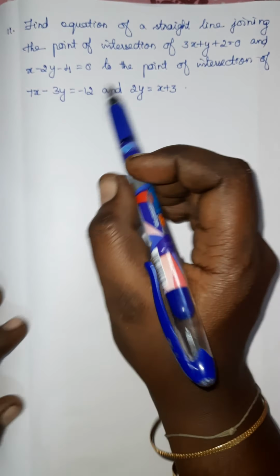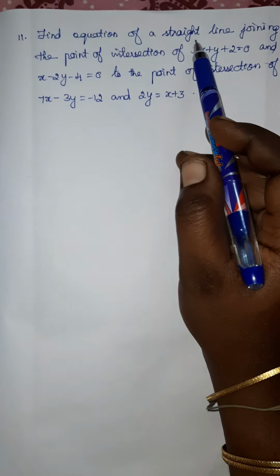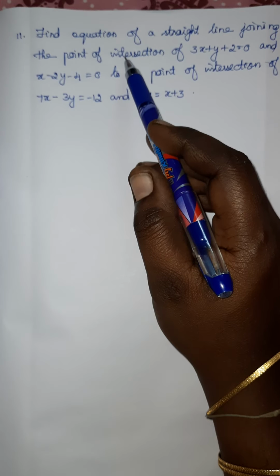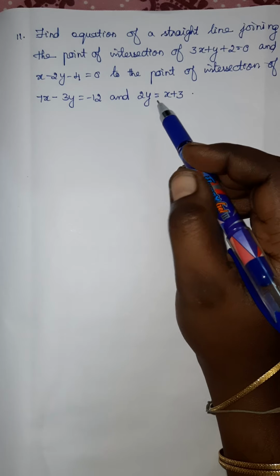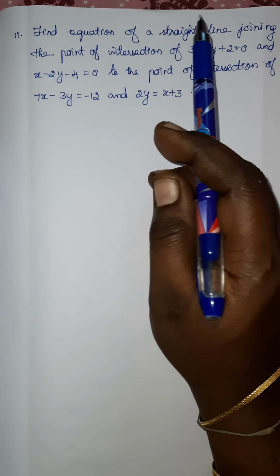In these 4 equations, the first 2 equations show lines. The first 2 equations make a point of intersection, and the next 2 equations make another point of intersection. So our required line is passing through both points of intersection. That is the question. Okay, so we can draw the 2 lines.